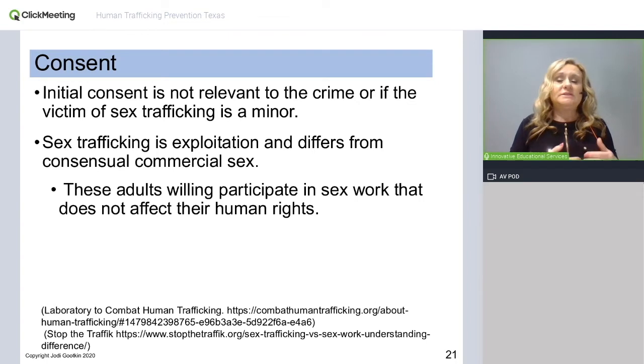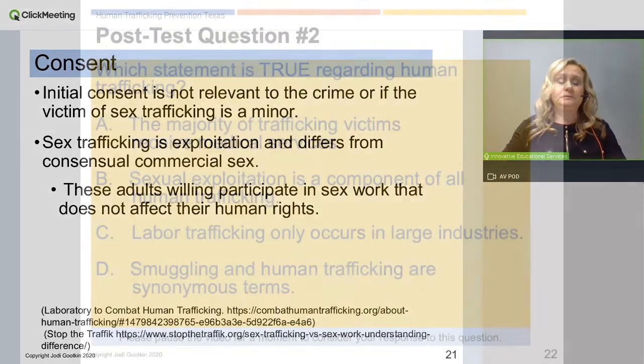Looking at individuals who are adults who willingly participate in sex acts, their human rights are not being infringed upon. They are consenting. Whatever value is being given to the sexual work that they're performing, if they're keeping that for themselves, that is not human trafficking. Sex trafficking occurs when it is sexual exploitation and they are not consenting.